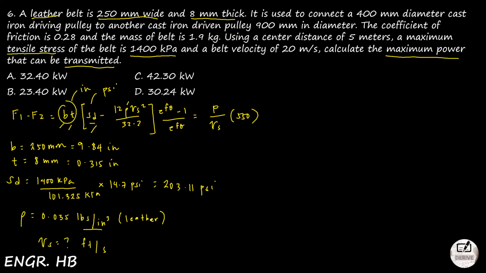So we all know that the velocity is pi DN. So let's first look for the diameter. It says it is used to connect a 400 mm diameter, so we can call it D1, the cast iron driving pulley, to another cast iron driven pulley 900 mm in diameter. So there are always two given diameters. So 900 mm. The coefficient of friction is 0.28.